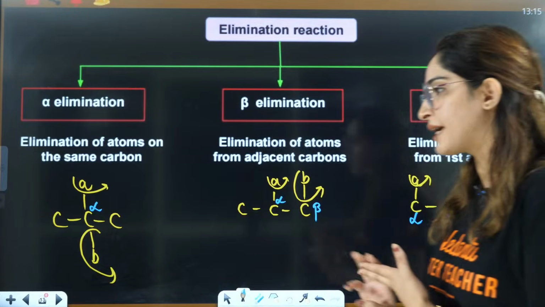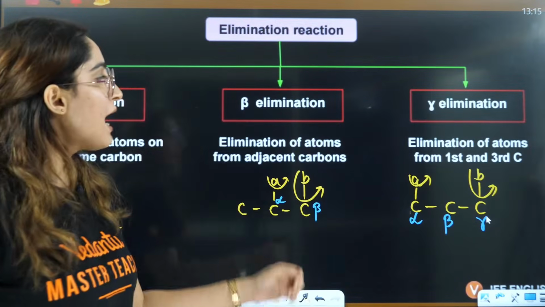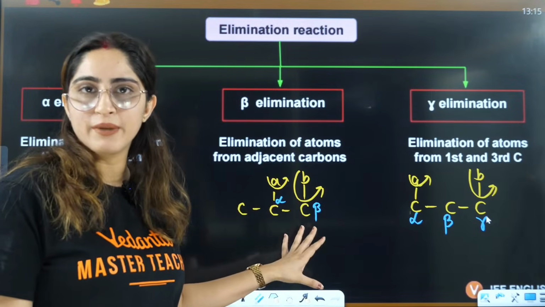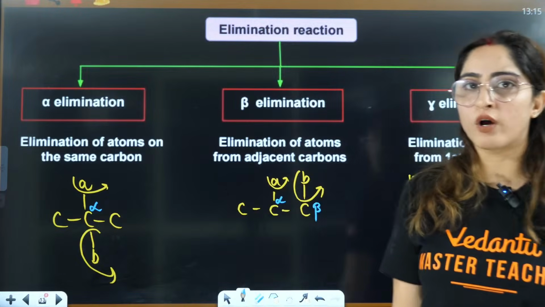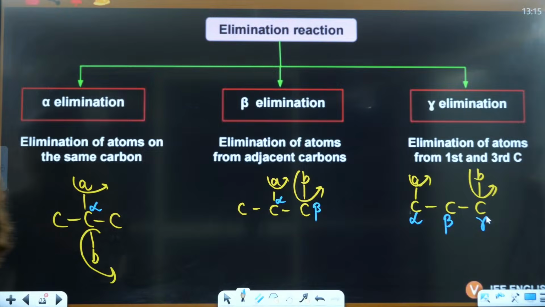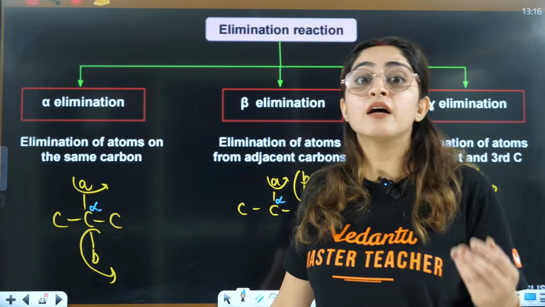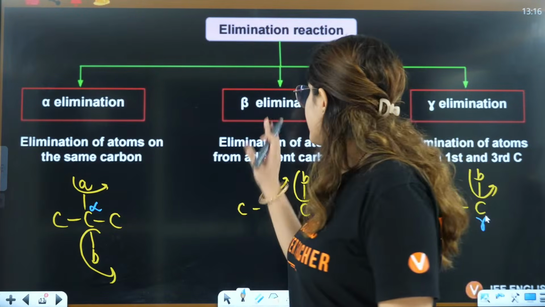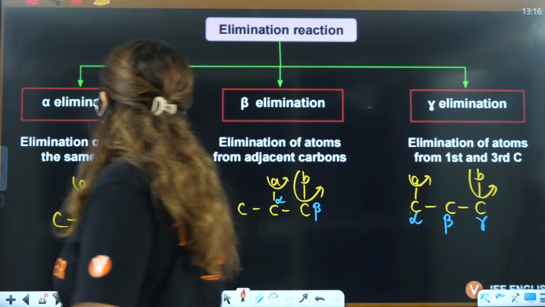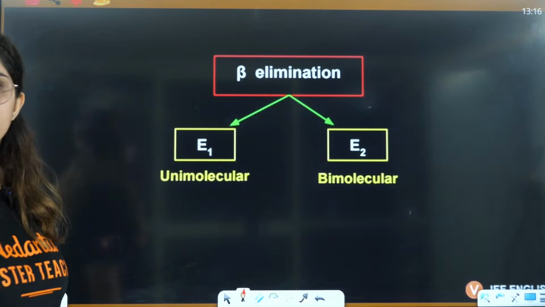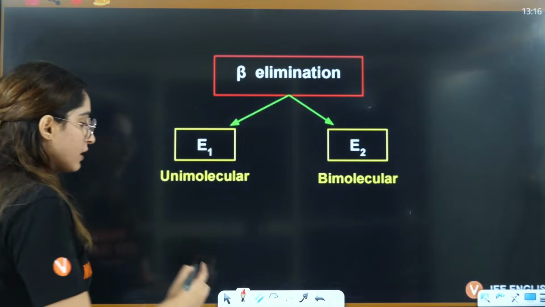Three kinds of elimination, guys, we will have: alpha, beta and gamma, right? In this lecture we will talk about mostly beta eliminations, but yes, alpha eliminations also we will talk about. Just like you have two kinds of substitution reaction, SN1 and SN2, similarly this beta is further divided into two parts, that is E1 and E2. So two kinds of eliminations are possible in beta also. One is E1, other is E2.